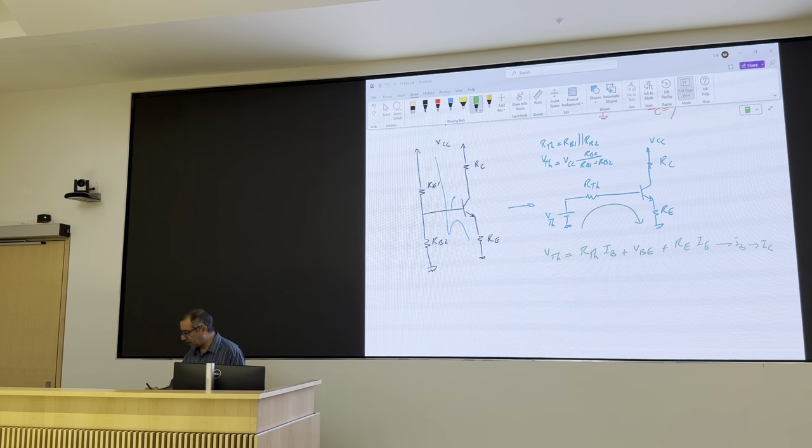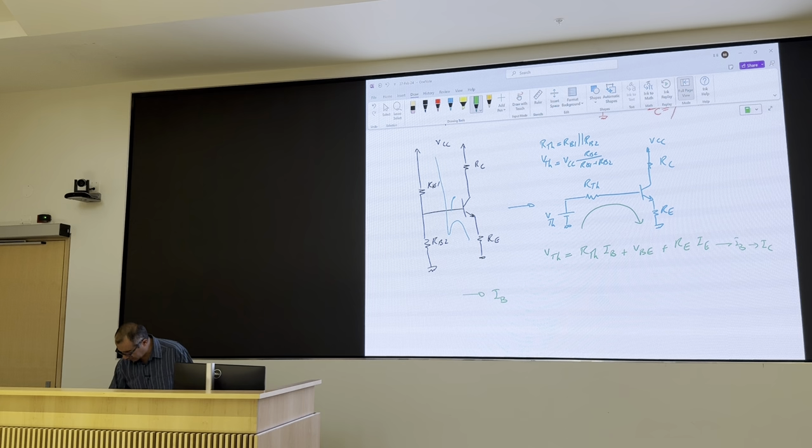If we do that, let me just write it. IB is going to be V Thevenin minus VBE divided by R Thevenin plus beta plus 1 times RE. Right? And IC, therefore, is beta times this.